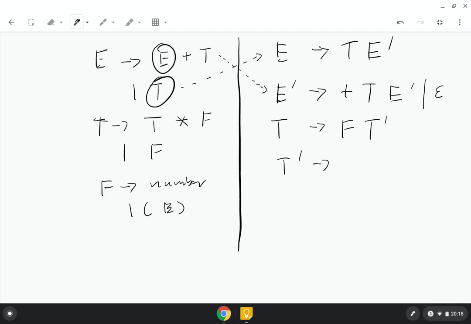And what about T prime? T prime would be times F, and then the recursive T prime call, or empty string. Yeah, good. So what about F? What would F look like? How do I just do parentheses? Any takers for F?